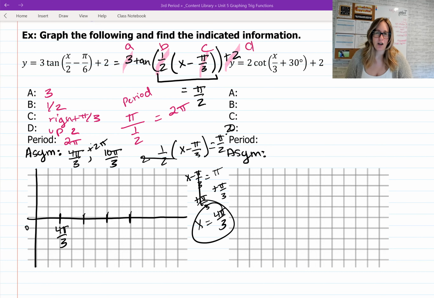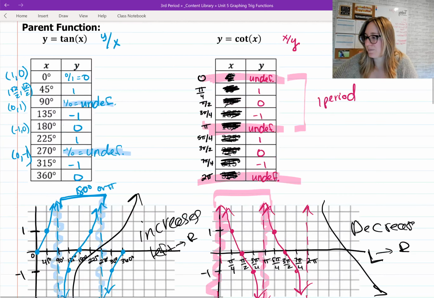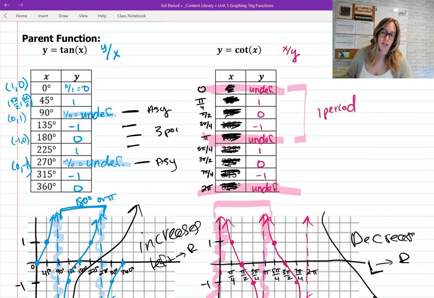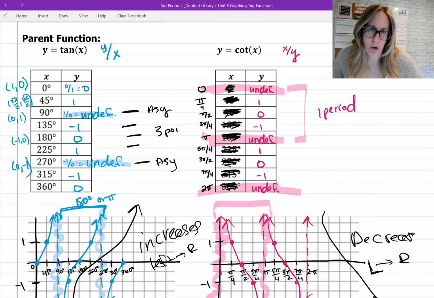I don't know if you guys talked about that when you were doing sine and cosine, but there's a total of 5 points every period. If we scroll up, right here, we have 1, 2, 3, 4, 5. So we have our 2 asymptotes, asymptote, asymptote, and then 3 points in between. This is how it's going to work for every single tangent or cotangent: you have your asymptote and you have 3 in between. So that's what I'm going to do.